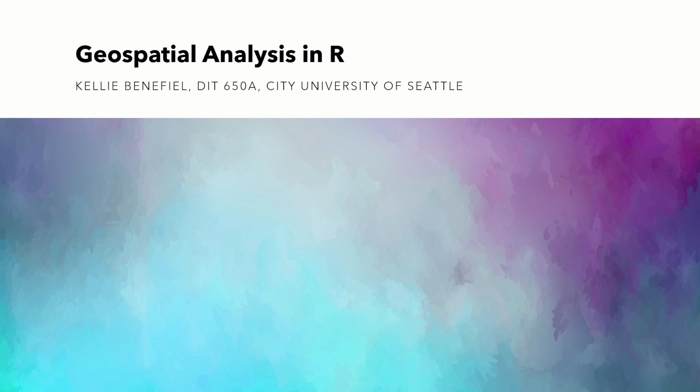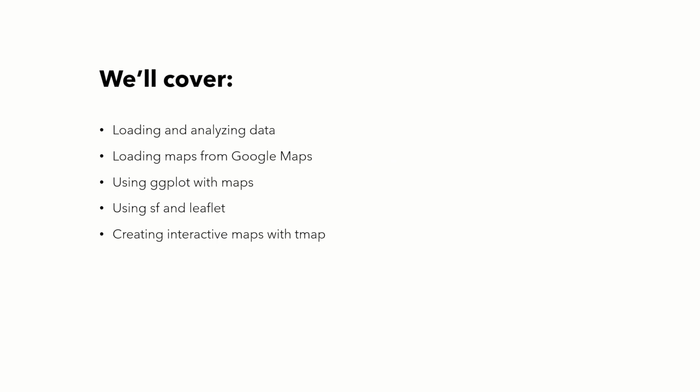One way that we can perform geospatial analysis without purchasing expensive software is to perform it with R or Python. So in this technology demonstration, we're going to show how we can do geospatial analysis in R several different ways. So we'll start with loading and doing some basic analysis of some data and look at loading maps from Google Maps and then using ggplot to layer data on top of those maps.